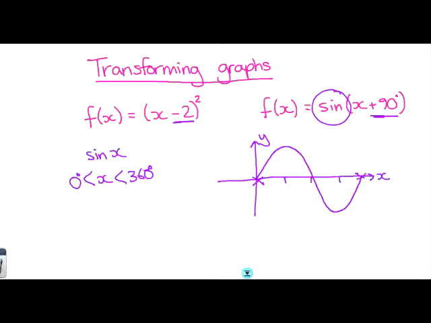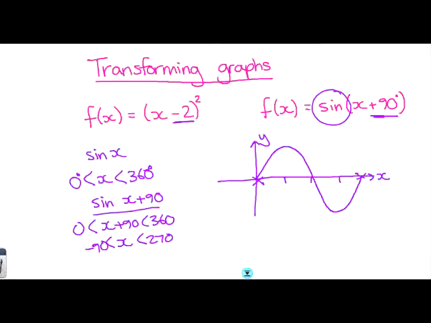Now if we introduce this graph, sine of x plus 90, it's no longer an x, obviously, it's x plus 90. So if we substitute that into this inequality, and we begin to solve it by subtracting 90 from all three sides, essentially, we'll have 270 minus 90, which means for this graph it starts at minus 90 and goes to 270. So there's minus 90 and there is 270.